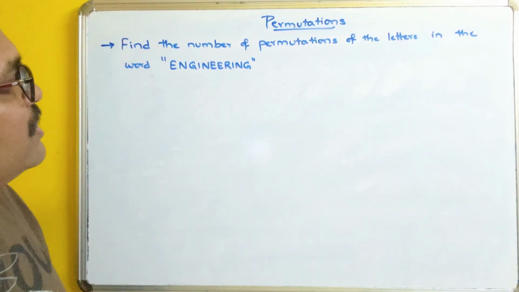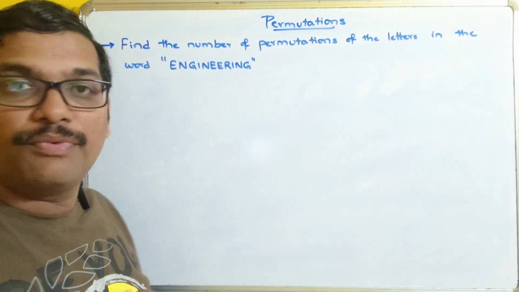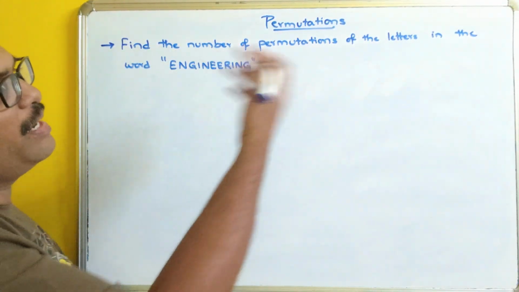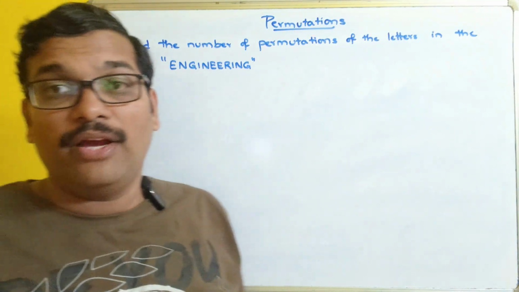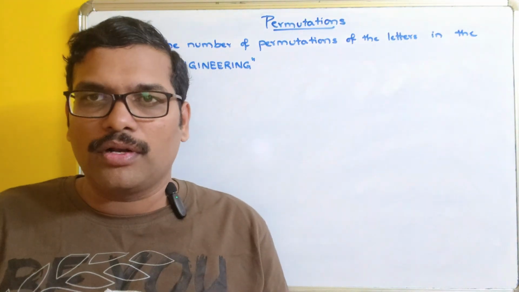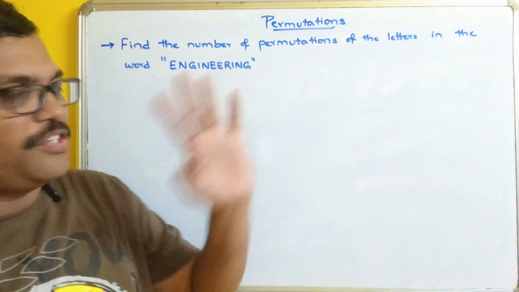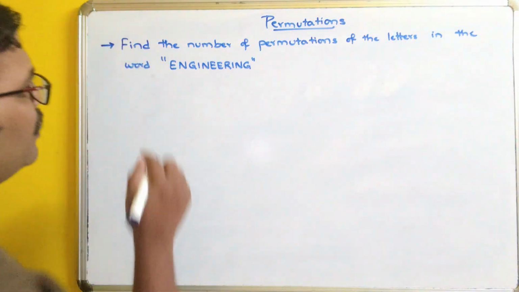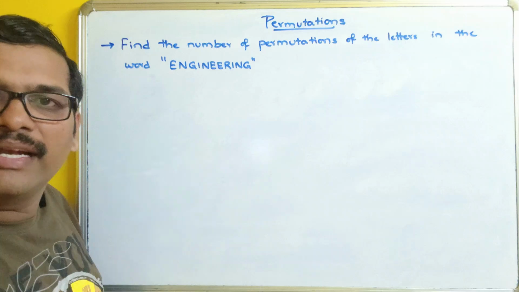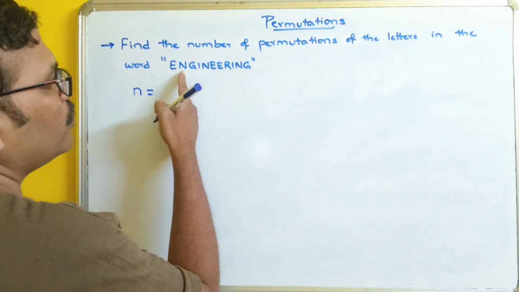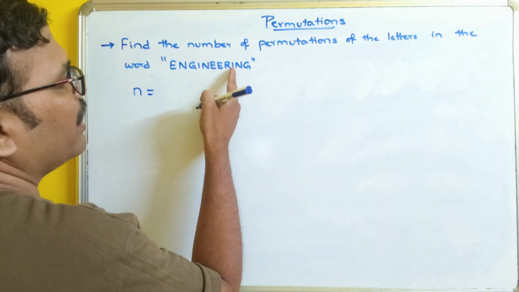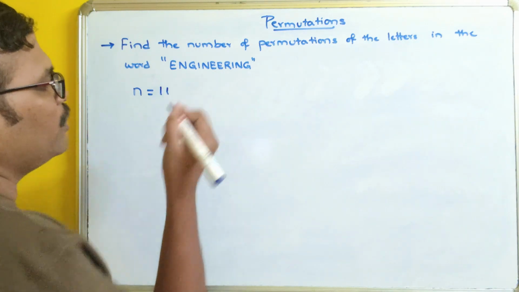Now let us solve one more example in such a way. Here also we need to find the number of permutations of the letters in the word engineering. First we have to check whether there is a repetition or not. Yes, we are having a repetition here, right? Now we have to find out the data. What's the n value here? Count the characters: 1, 2, 3, 4, 5, 6, 7, 8, 9, 10, 11. So n is equal to 11.